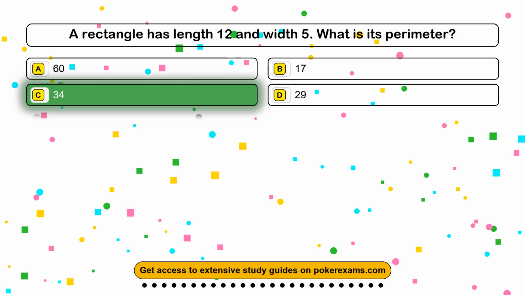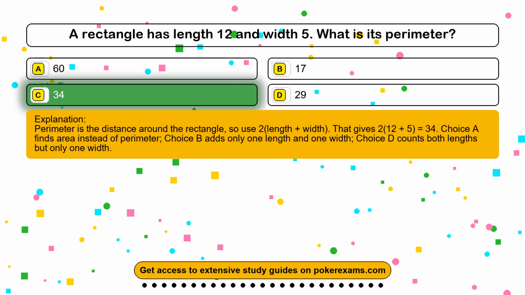The correct answer is option C, 34. Perimeter is the distance around the rectangle, so use 2(length plus width). That gives 2(12 plus 5) equals 34. Choice A finds area instead of perimeter, choice B adds only one length and one width, choice D counts both lengths but only one width.